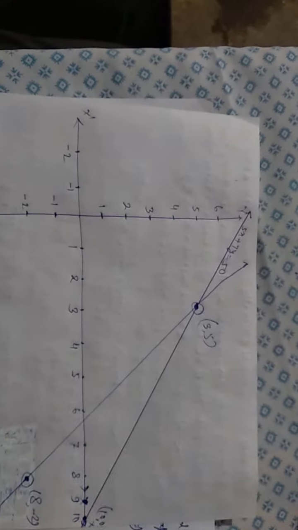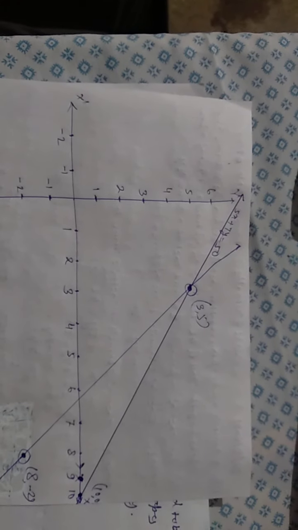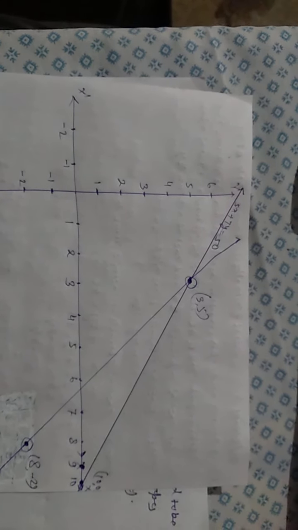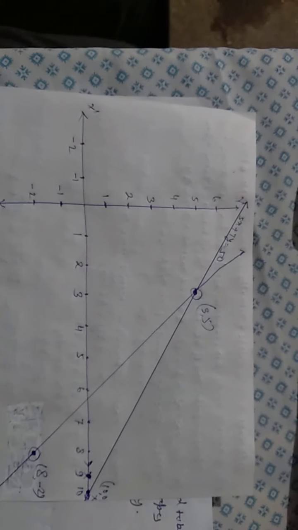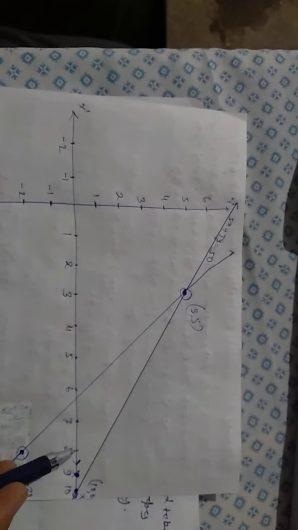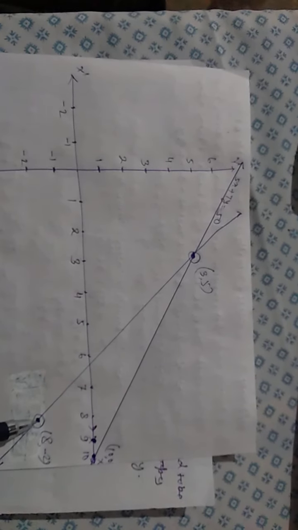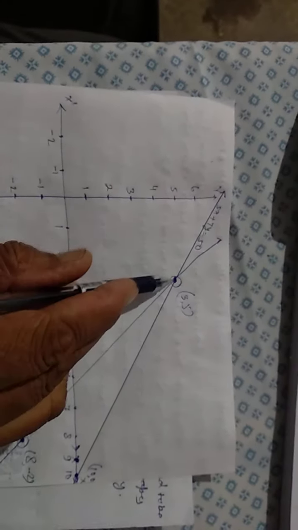Now the solutions of the second equation: (3, 5), that means the same point. Then (8, minus 2), this one is x equal to 8 and y equal to minus 2. That means this point. Join these 2 points with the scale.